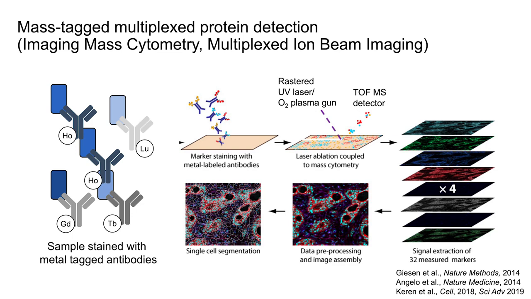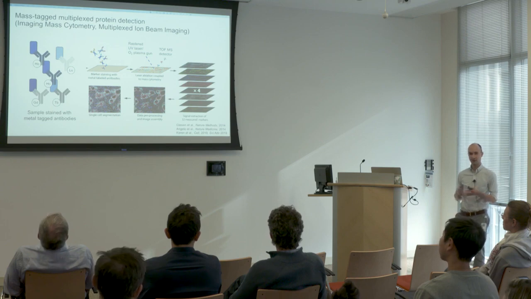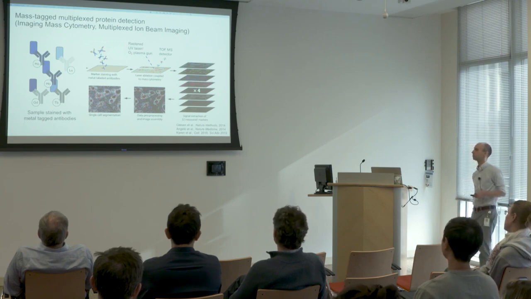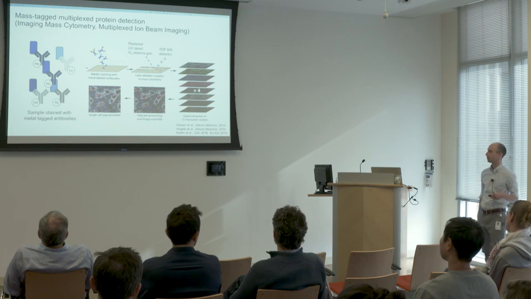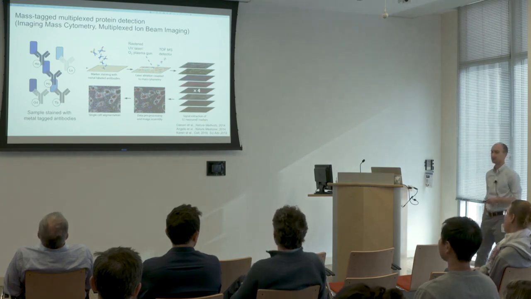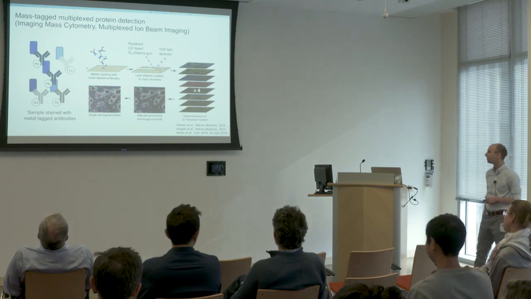And then one way or another, you ionize the sample down to its constituent atoms, and you detect it using a time-of-flight mass spectrometer. Then you can take the resulting spectrum and separate it out according to mass bins to give you the picture of every individual antibody's labeling. And then, of course, they go through data processing and cell segmentation pipeline in order to give you the multiplexed expression data for every cell.